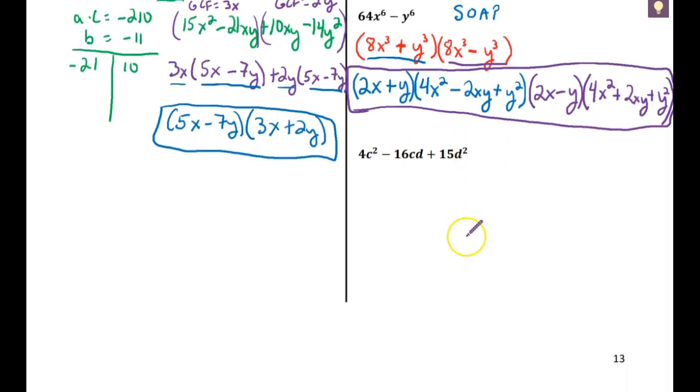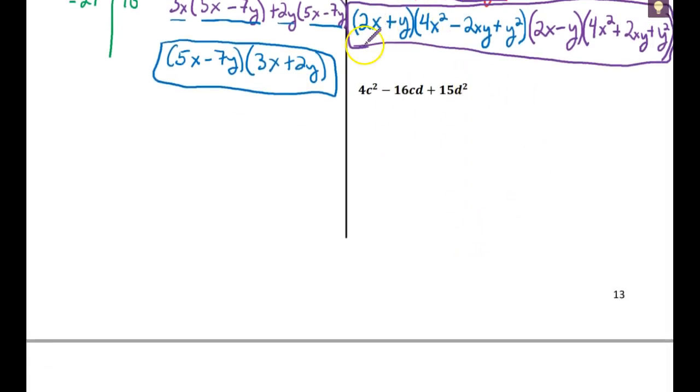Alright, one more here. We have 4c squared minus 16cd plus 15d squared. Okay, so I don't see a GCF. There are 3 terms here, and the front coefficient is not 1. So I do a times c, and I get 60. And I want them to add up to negative 16. So I'm thinking 6 and 10.